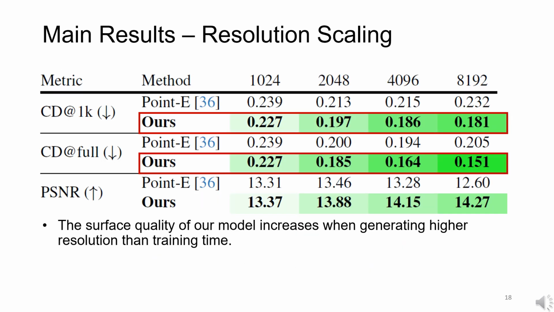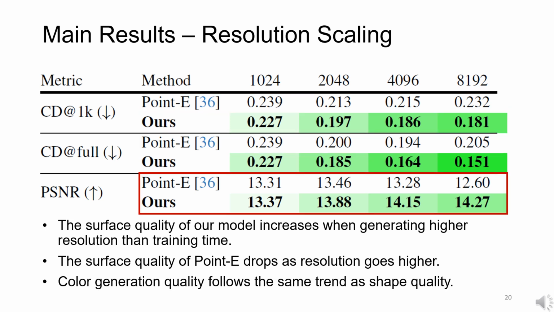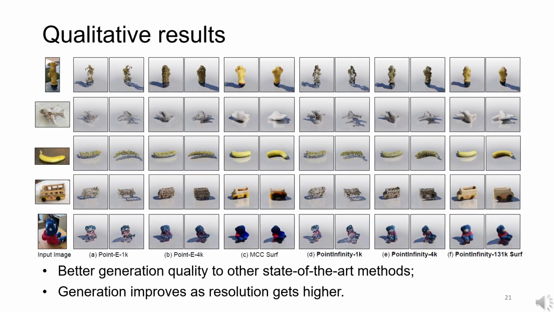As highlighted in the table, the generated surface of PointInfinity improves when generating higher resolution than training time. On the contrary, the surface quality of Point-E drops as the resolution goes higher. We see that color quality follows the same trend as shape quality. Similarly, in qualitative results, we see the performance of PointInfinity is better than other state-of-the-art methods. It also verifies that our generation improves as the resolution gets higher.